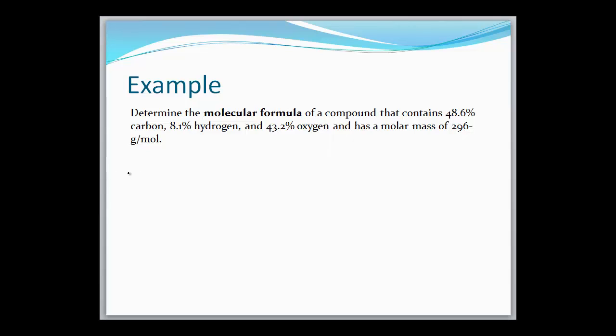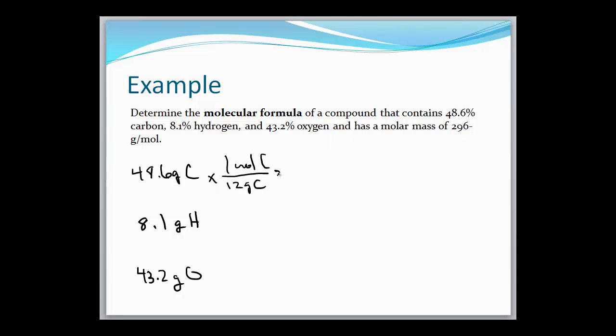We have 48.6% carbon, 8.1% hydrogen, and 43.2% oxygen. So again, write them in grams first. So 48.6 grams of carbon, 8.1 grams of hydrogen, and 43.2 grams of oxygen. Convert to moles. 12 grams of carbon per mole, 1 gram of hydrogen per mole, and 16 grams of oxygen per mole.